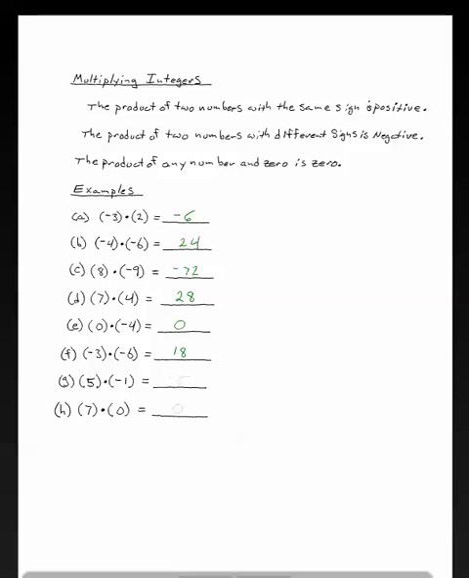Example G says 5 times -1. These two numbers have different signs, so we're going to get a negative answer. So 5 times -1 is -5. Finally, in example H, we have 7 times 0. And we know that 0 times any non-zero number is 0. So 7 times 0 is 0.